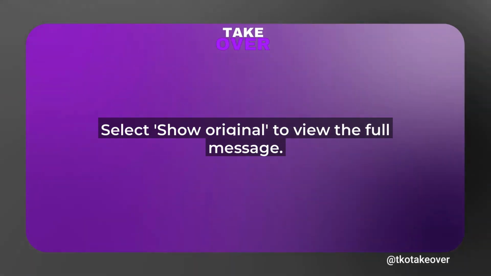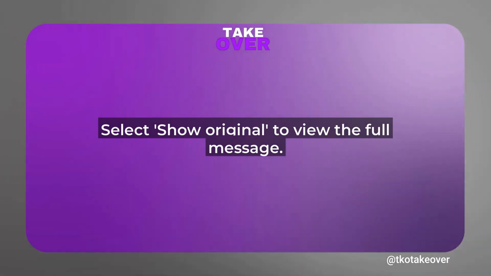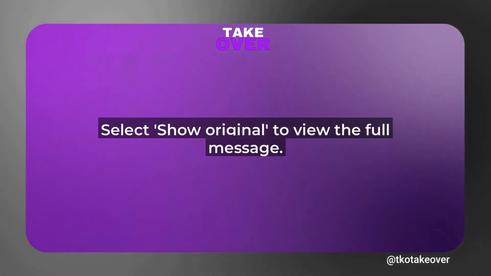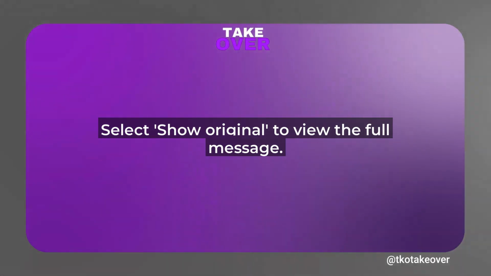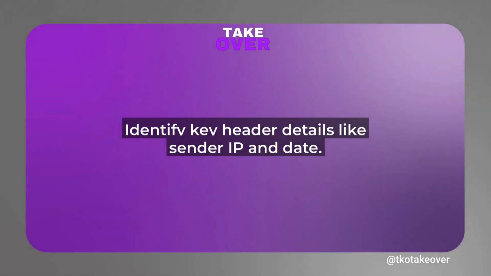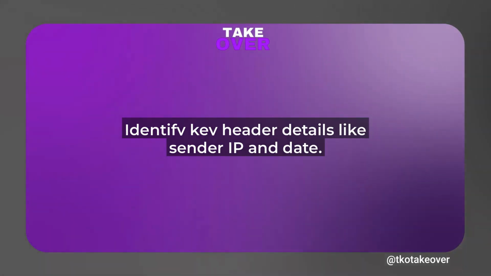Now, in this new view, you'll see a bunch of text. Don't get overwhelmed. The header section is at the top and includes lines starting with words like from, to, subject, date, and more technical ones like received or message ID. You can scroll through it to find the info you need. If you want to copy any part, just highlight the text and right-click to copy it to your clipboard.